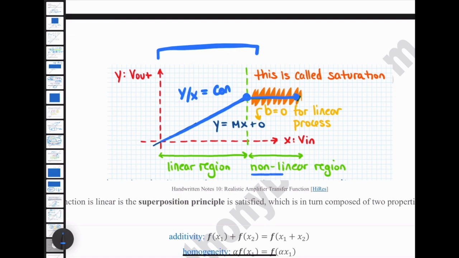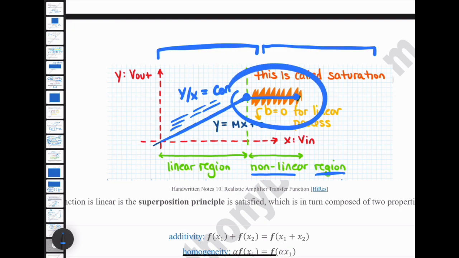And we call this the nonlinear region, because it no longer maintains this same slope right here. And this is what we see in a real-life amplifier, right? In a real-life amplifier, if this down here is Vin, it cannot generate an output indefinitely. It will be limited by essentially what the VCC, what the supply voltage, is.